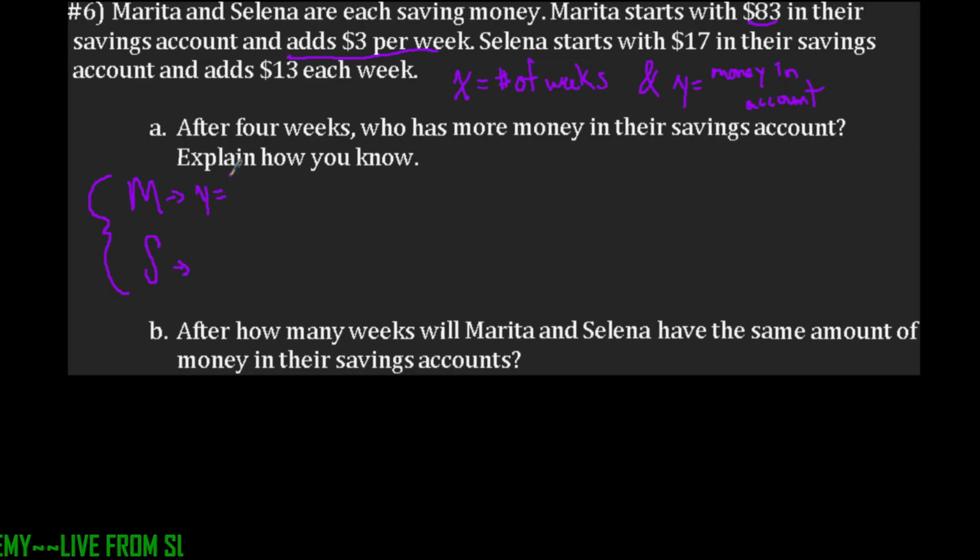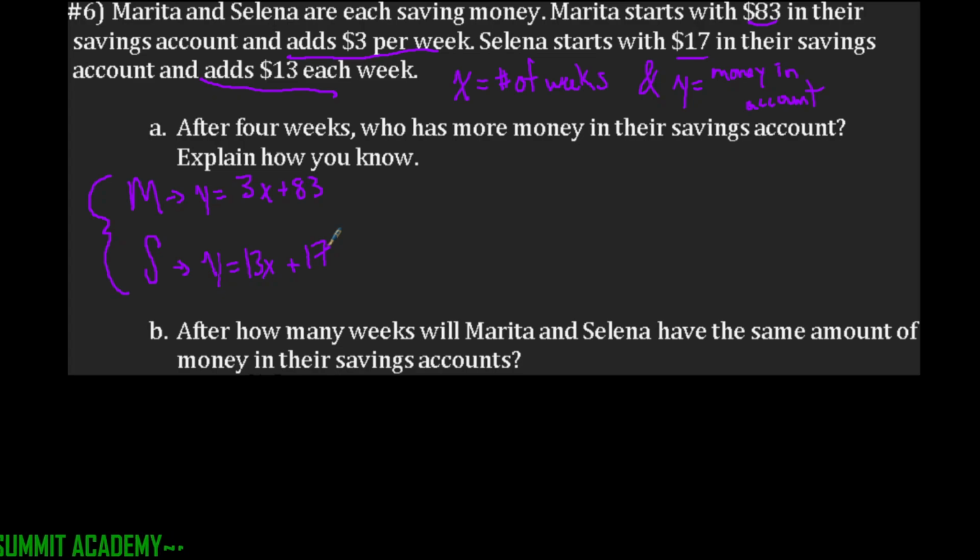All right, so we have y equals, they do 3x because they're adding $3 each time. So let me just try rewriting that, 3x, and then they started with $83, so we have to have plus 83. For Selena, similar idea. They are starting with 17 and they're adding 13 each week. So we can say y equals 13x plus 17. So there's our two equations.